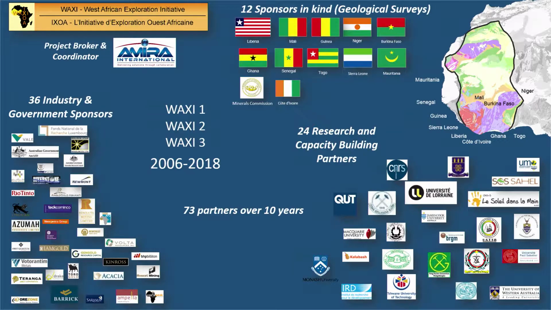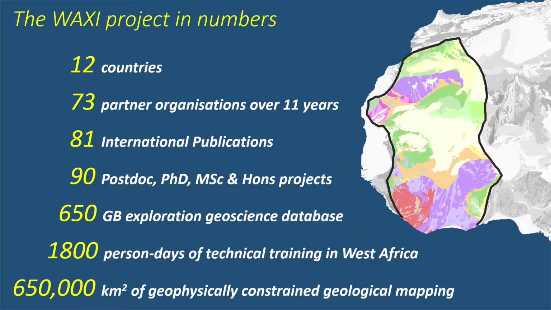We've had over 70 organizational partners in the project over the life of the project. Just to summarize the project, so in case I don't get to the end, it's covered 12 countries, 73 partners, over 80 publications so far. We've had over 90 students and postdocs. We've built up a very large exploration database. We've been running over 1,800 people a day of technical training in West Africa, and we've remapped 650,000 square kilometers using geophysics.